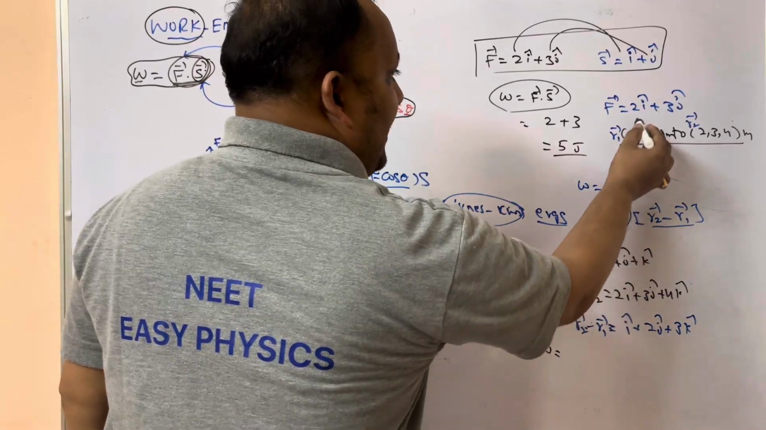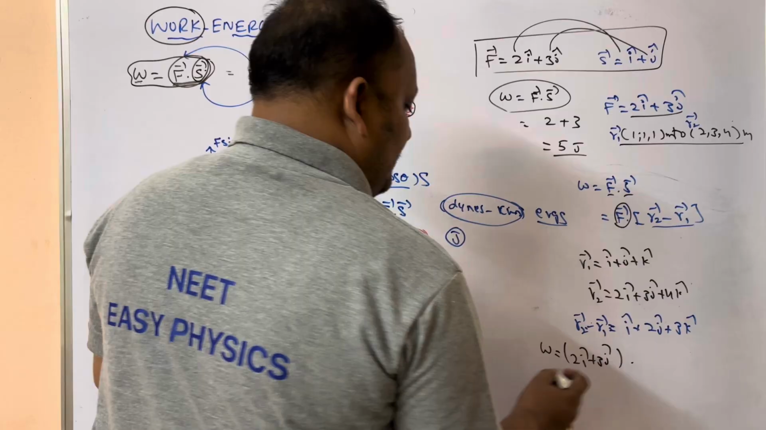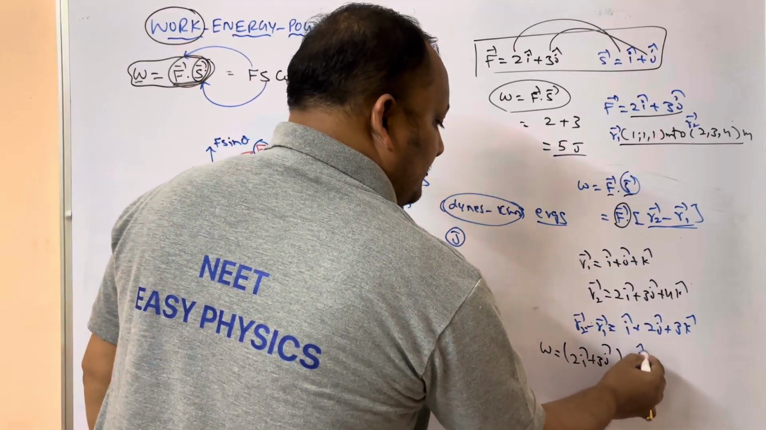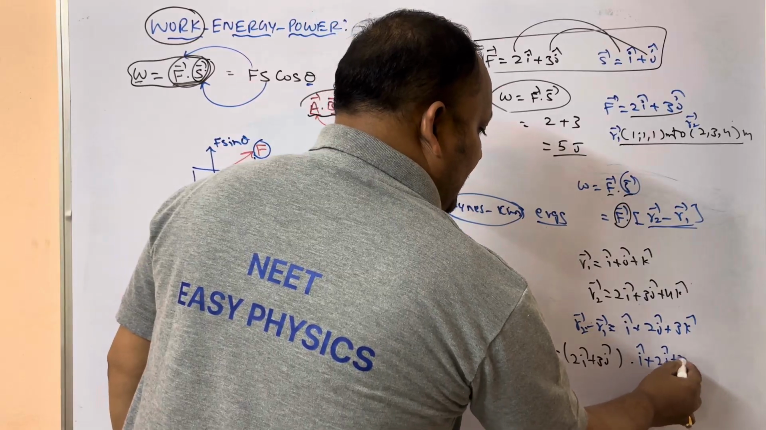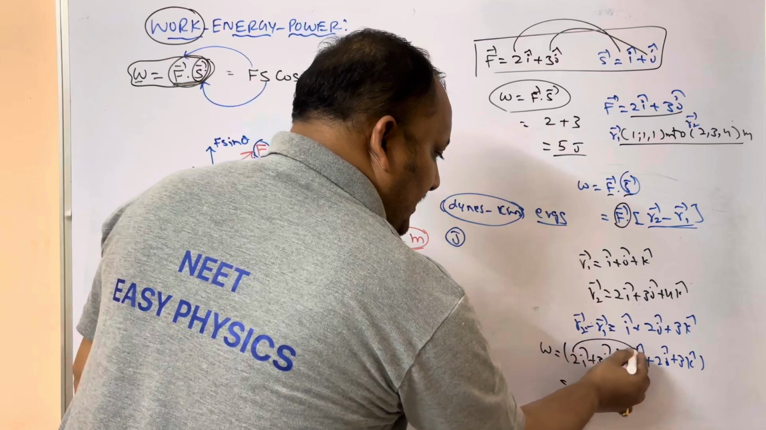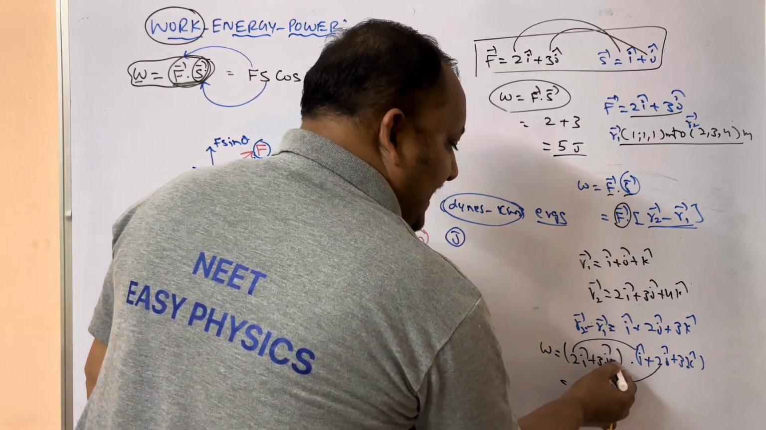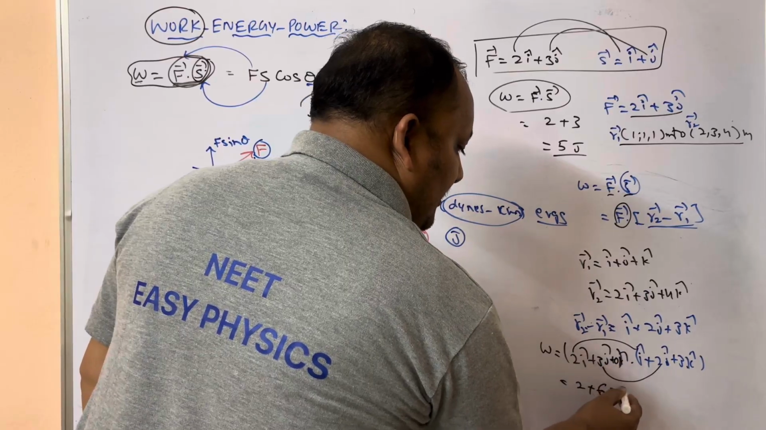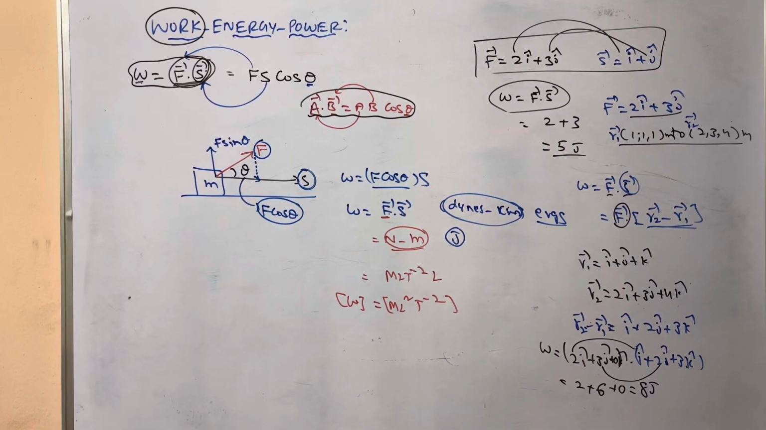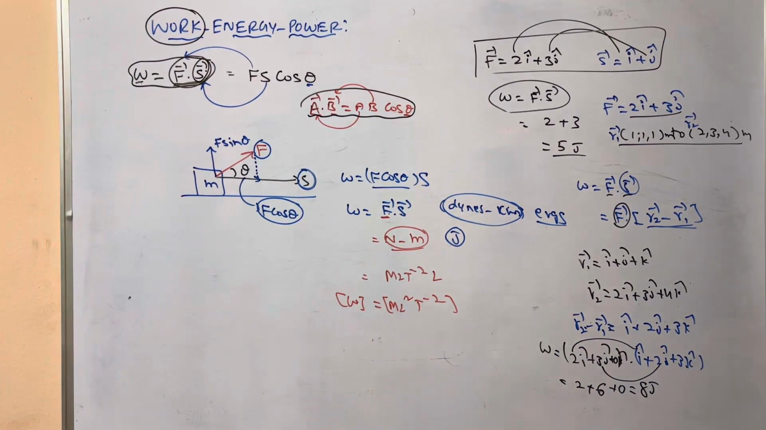Now what is the force? We have been given 2i cap plus 3j cap. Now what is S bar that we got? S bar means R2 bar minus R1 bar, which is i cap plus 2j cap plus 3k cap. So if you multiply, 2 into 1 is 2, 3 into 2 is plus 6. There is no k cap in the force, therefore 0 k cap, plus 0. Therefore 8 joules is going to come, isn't it? So like this they may ask the questions.